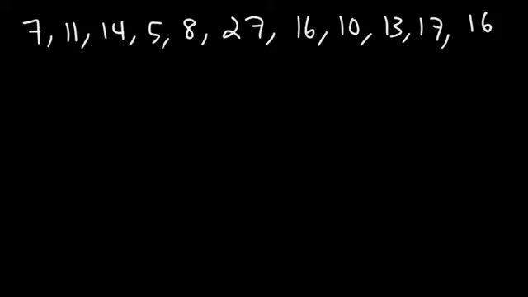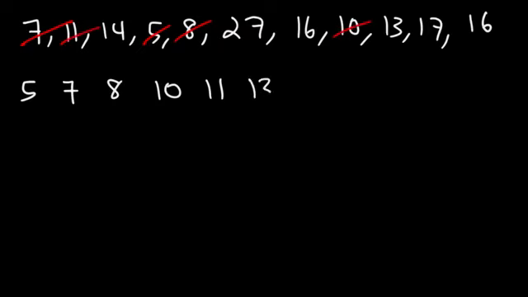Now, as always, the first thing we should do is organize the data. The lowest number is 5, and then we have 7, 8, 10, 11. Perhaps it's best if we cross it off as we go along. And then the next number is 13, and then 14, 16, there's two 16s, and then the 17, and then 27.